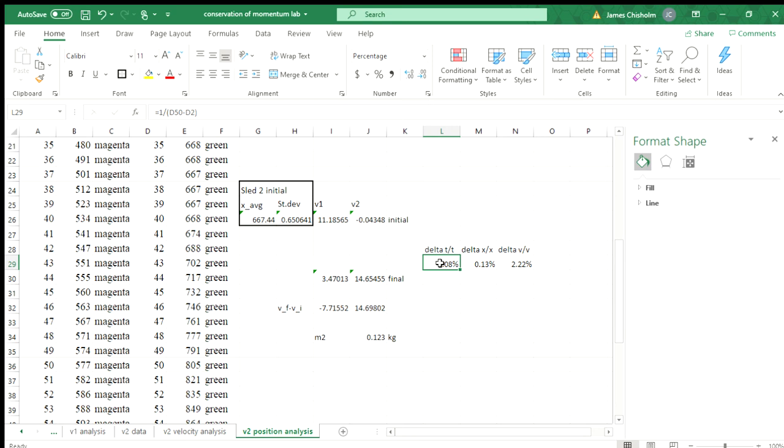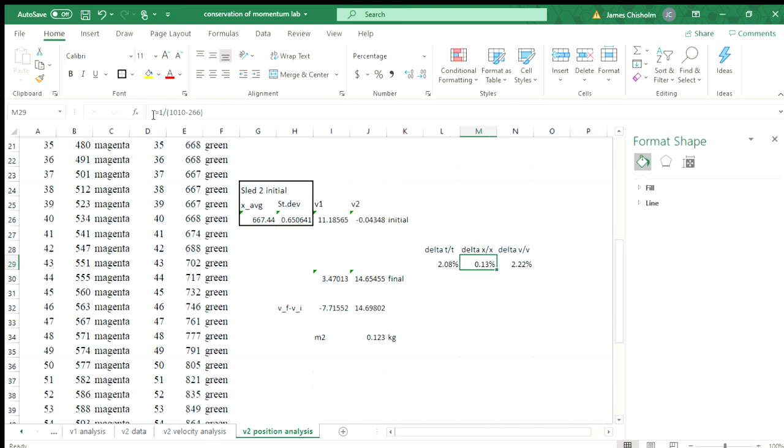My delta t over t is just equal to, I took my delta t to be 1 frame. We can't certainly get smaller than that, over the length of time we had in frames. So overall, I took data over 48 frames. So that gives me a delta t over t of about 2.08%, which turns out to be the bigger error.